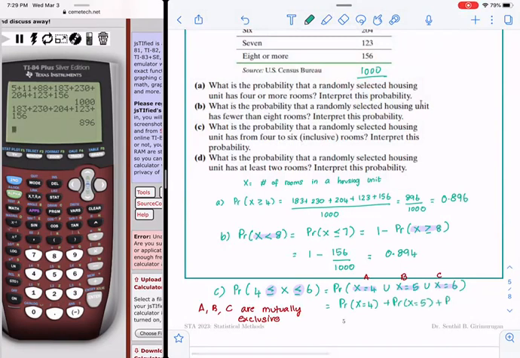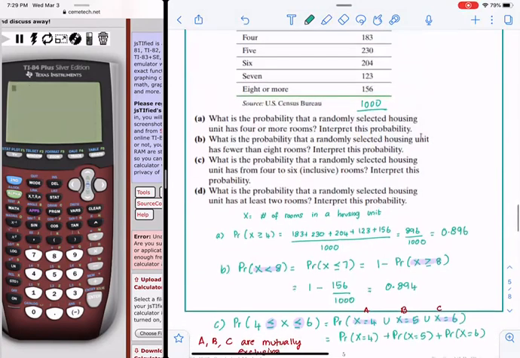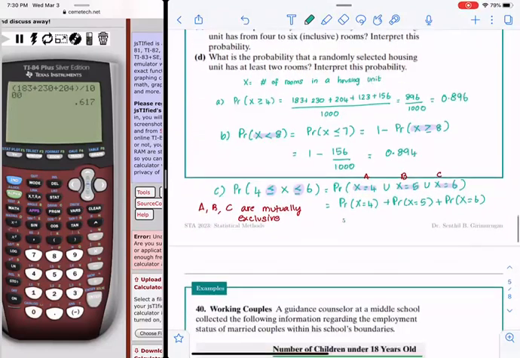So we just add them together. Probability of X is equal to 4, plus the probability of X is equal to 5, plus the probability of X is equal to 6. So 183 plus 230 plus 204 divided by 1,000. And that would give us 0.617.